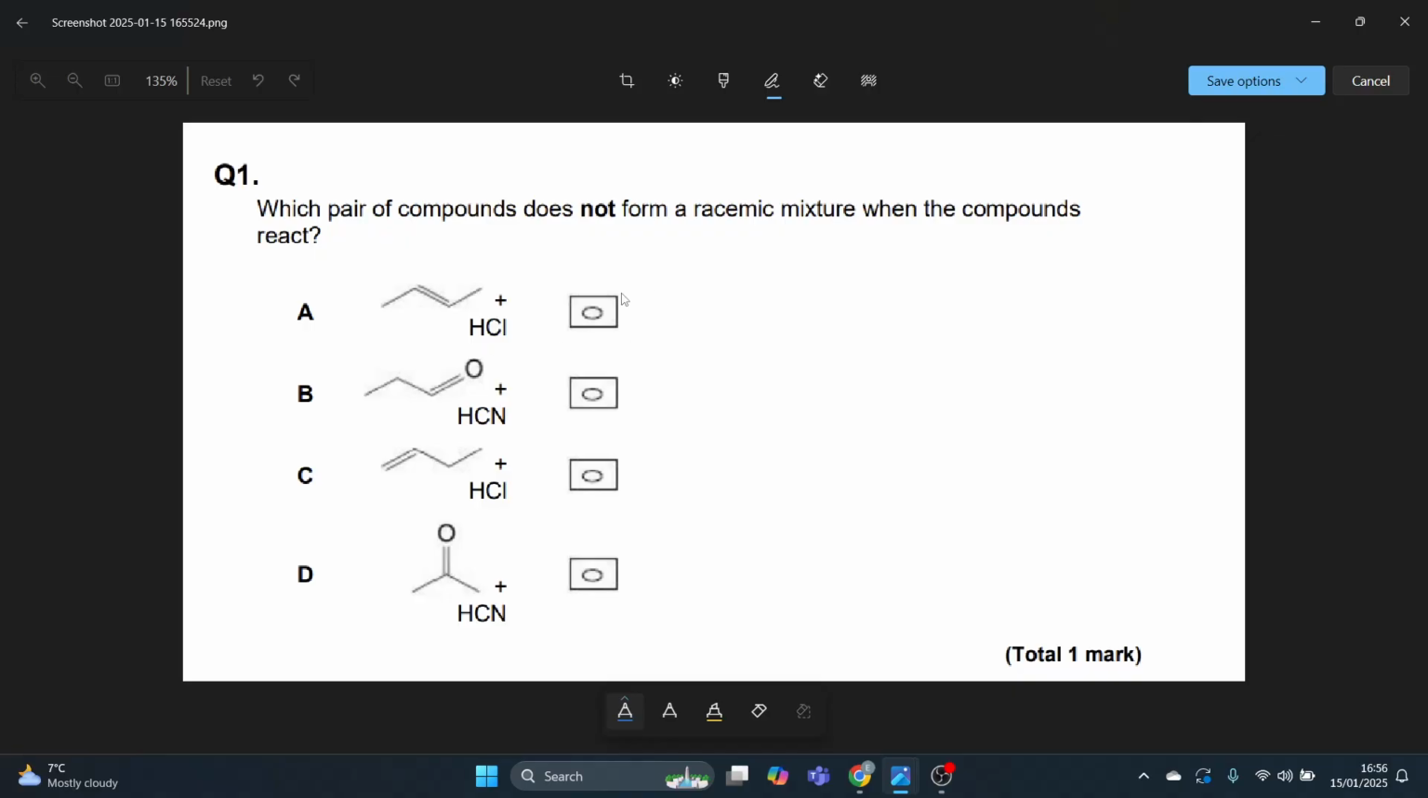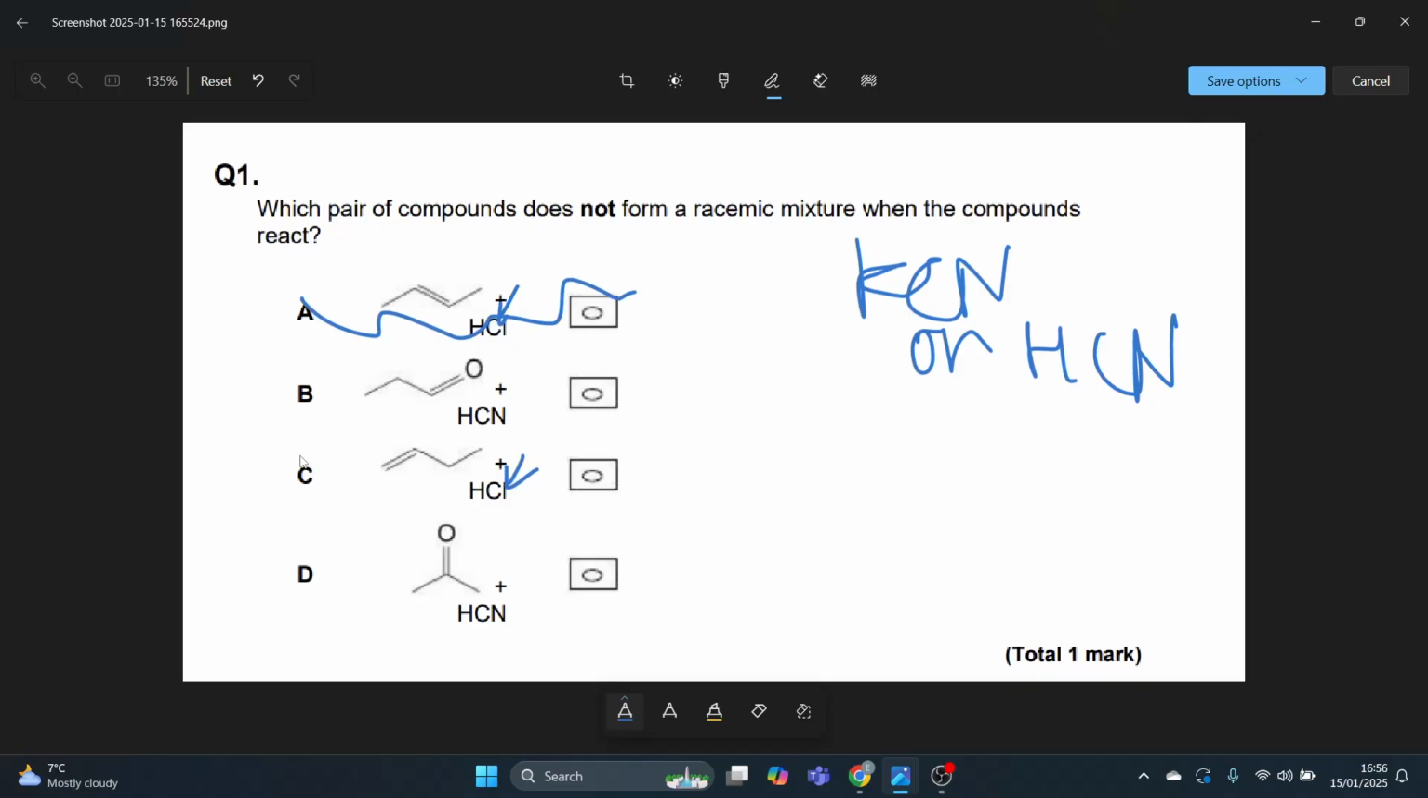So racemic mixtures, for example potassium cyanide, KCN, nucleophilic addition. It's an example of a nucleophilic addition mechanism, and you can do it with either KCN or HCN. Right, this one is with HCl, so it's definitely not going to be those. And which one does not form a racemic mixture? Well, it's going to be the symmetrical ketones, because symmetrical ketones will not form a racemic mixture.